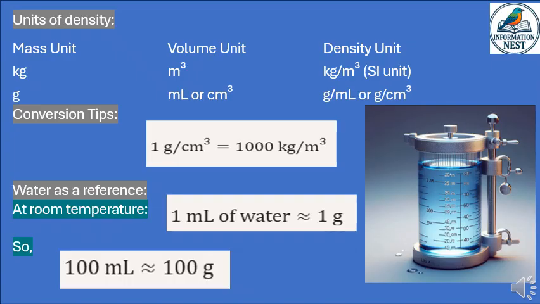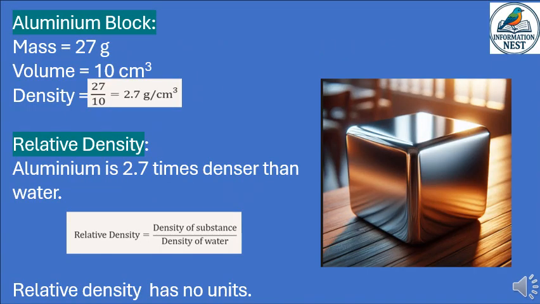So next time you measure, mix, or observe something floating or sinking, remember density is the key and water is your guide. Let's take a solid example. Literally, we have got an aluminium block with a mass of 27 grams and a volume of 10 cubic centimeters. So how do we find its density?